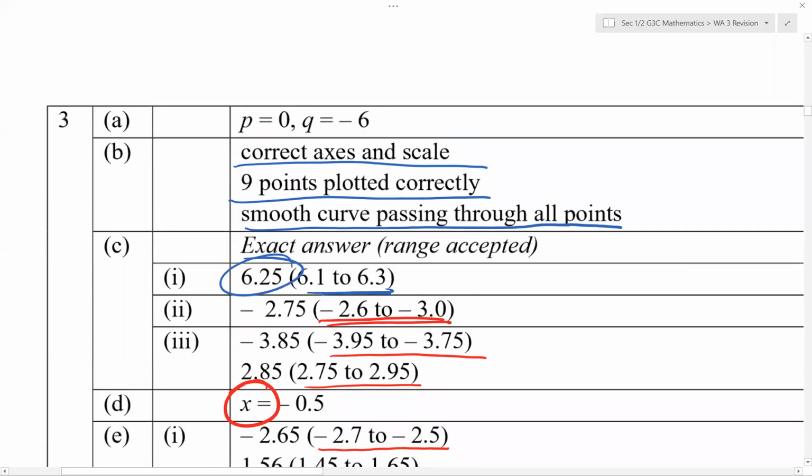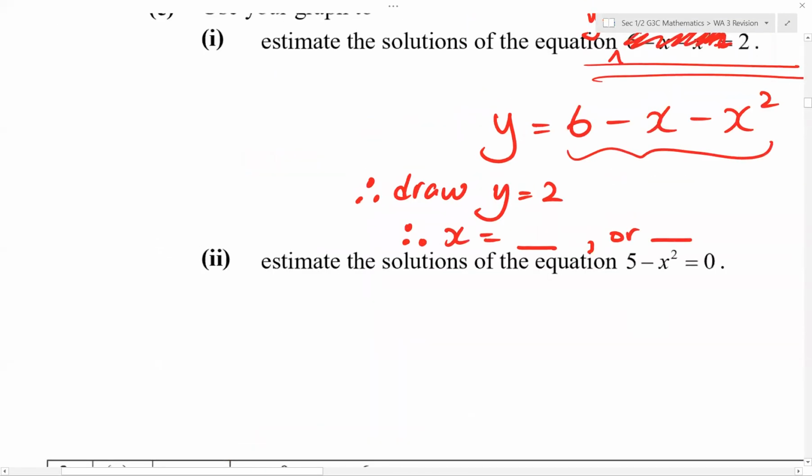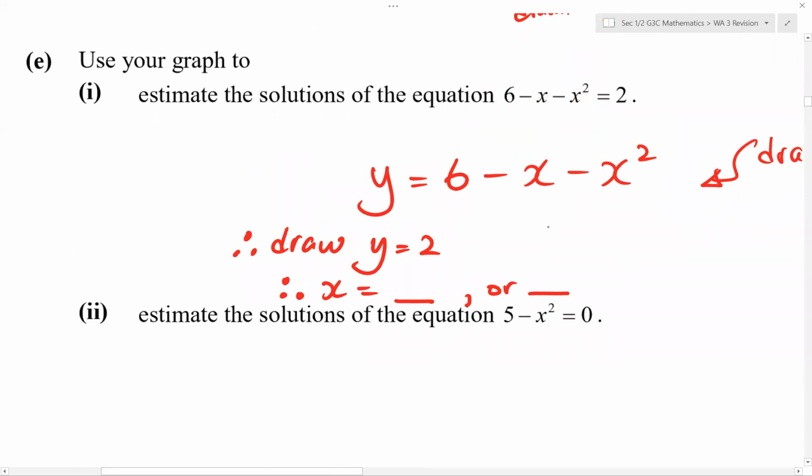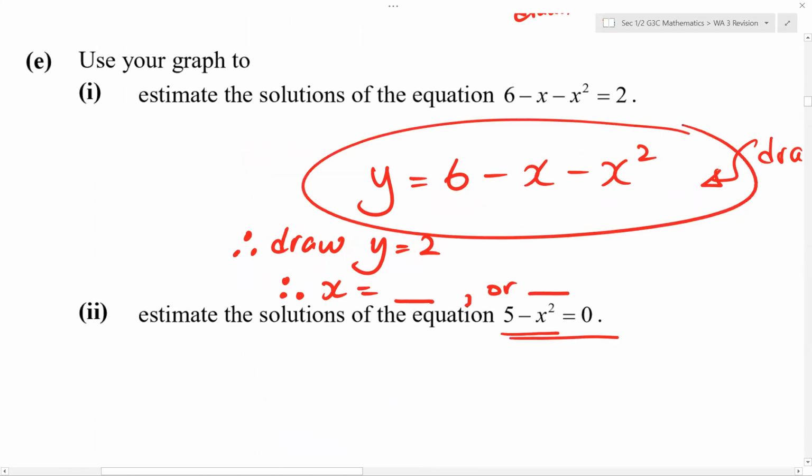Moving on to E part 2. So here's where it gets slightly tougher, but I remember in class you all could do it. Okay? 5 minus x equals 0. What does 5 minus x equals 0 have to do with the graph that you have already drawn? What do they have in common?